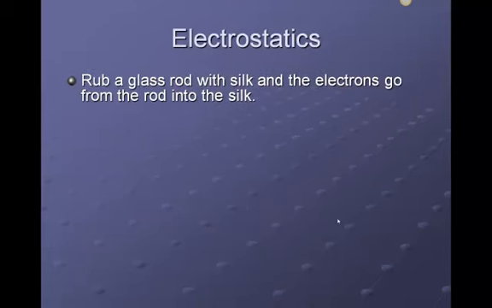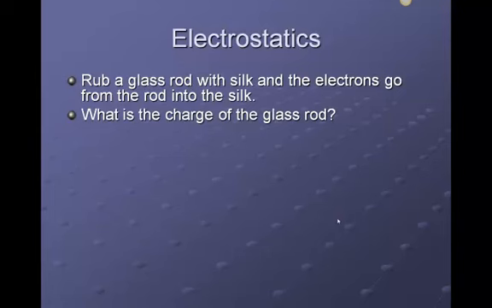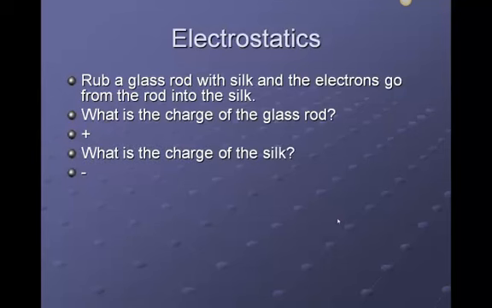Rub a glass rod with silk, and the electrons go from the rod into the silk. So what is the charge of the glass rod now? Since the glass rod lost the electrons, it is now positively charged. What is the charge of the silk? Since it gained electrons, it will be negatively charged. Do you see how this works?